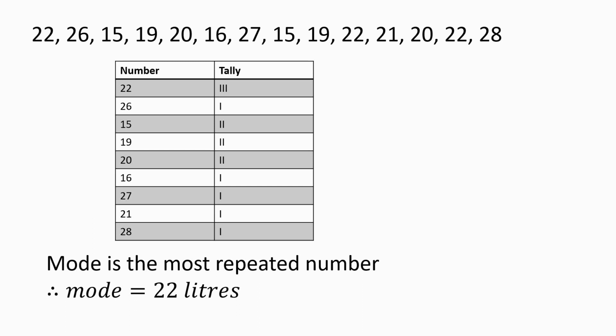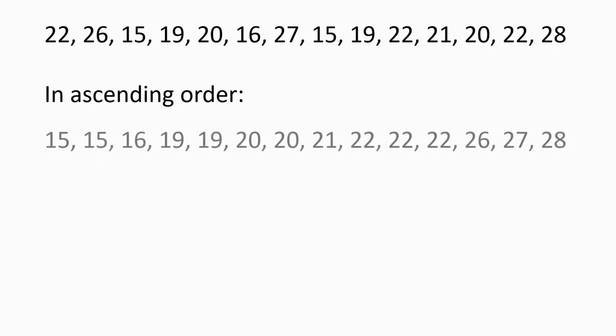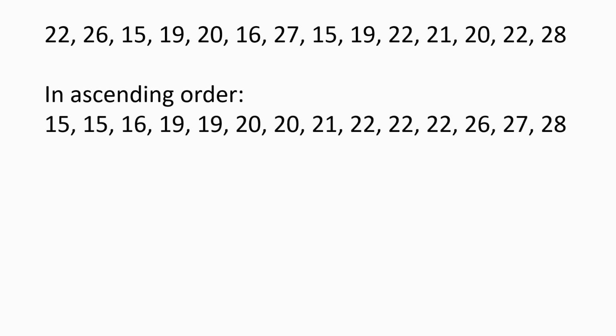Then for part B, we are supposed to find the median. These are the figures. The median is the central number or the middle figure. And so the first step is to arrange the numbers in either ascending or descending order. For us, we are going to do it in ascending order. We shall have 15, 15, 16, 19, 19, 20, 20, 21, 22, 22, 22, 26, 27, and 28.